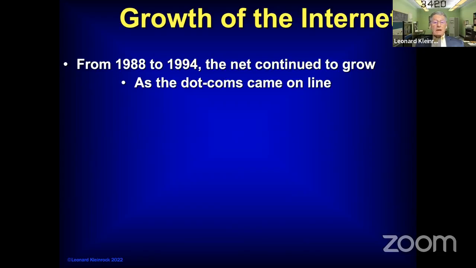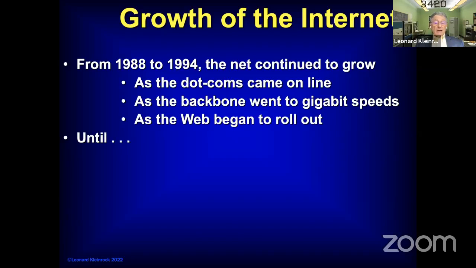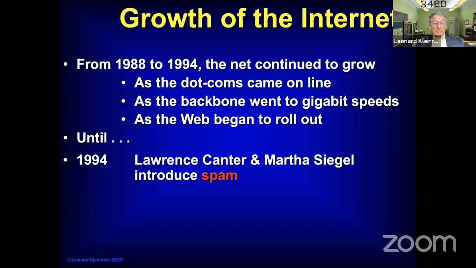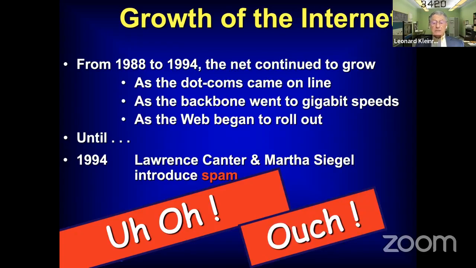The dot-coms came online in the early 90s, late 80s. The backbone network went to gigabit speeds thanks to Al Gore, what he called the information superhighway. The web began to roll out in the early 90s until 1994, when Lawrence Canter and Martha Siegel, two lawyers, introduced spam. This was a broad-based spam message. It went to almost all the computers on the internet. And again, we said, uh-oh, and this time we said, ouch, something's going on. A bad thing's going on.